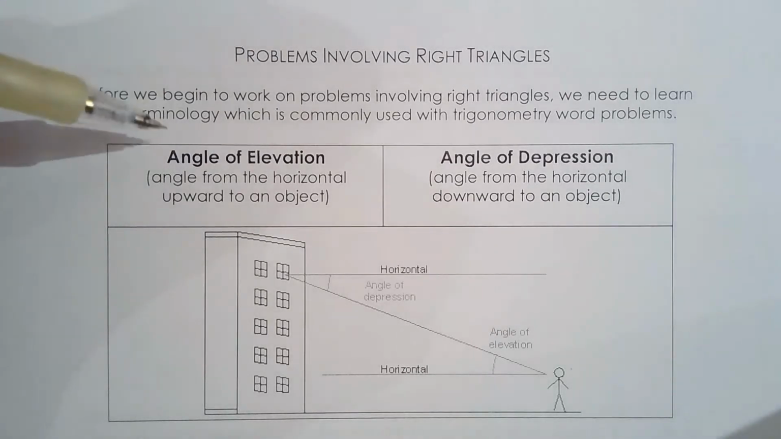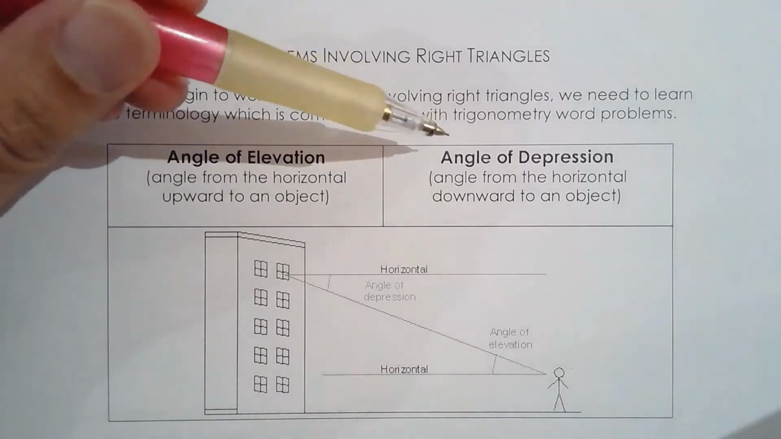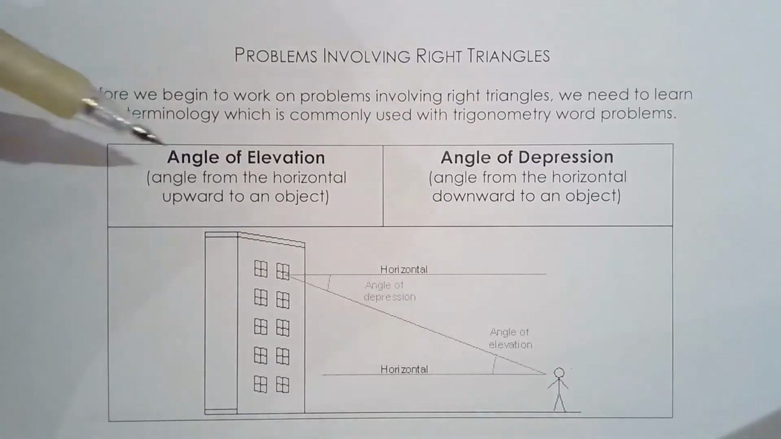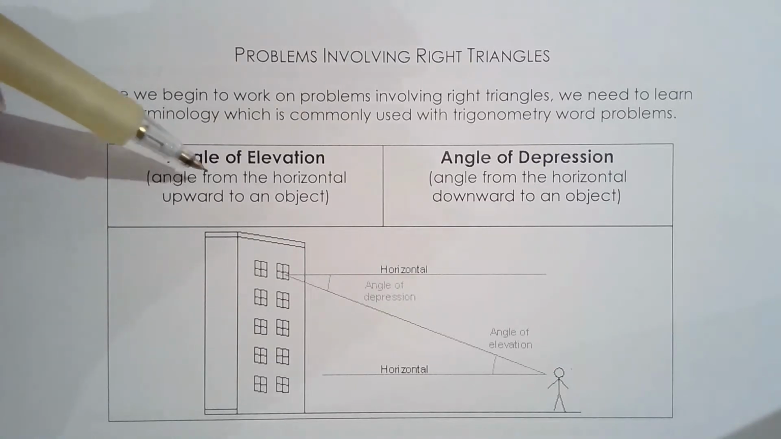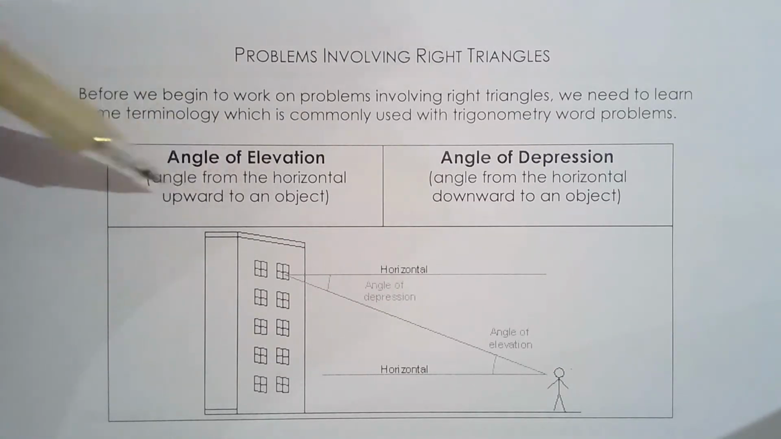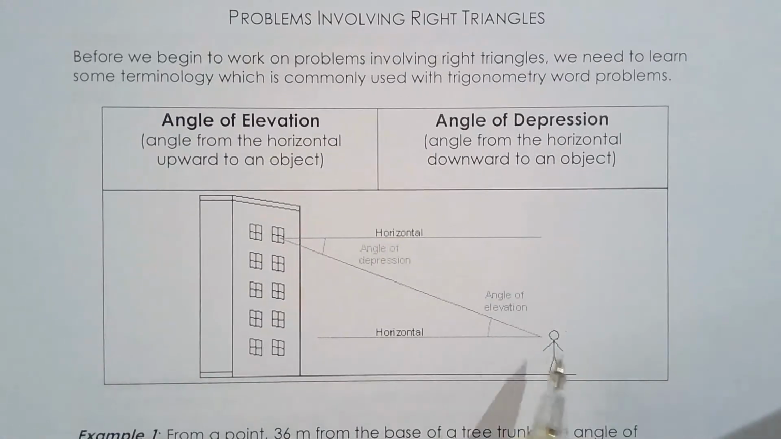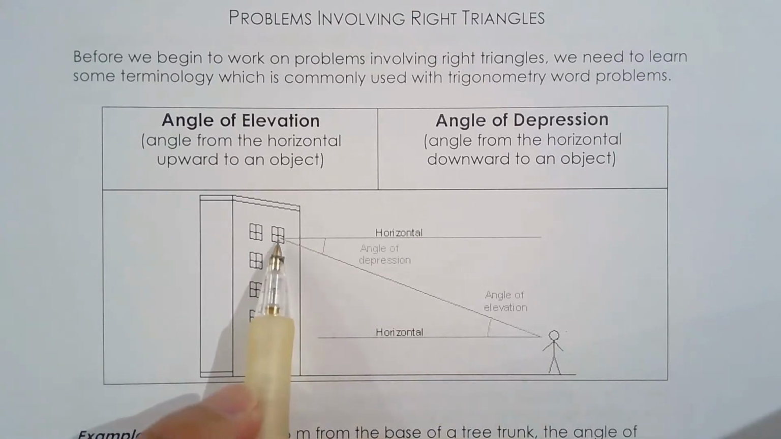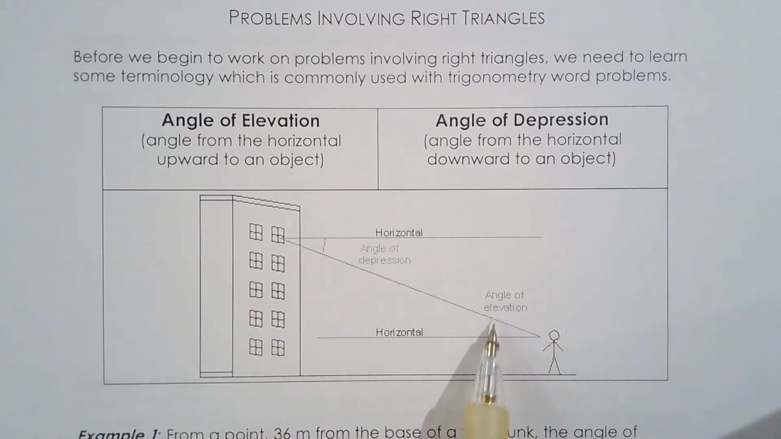So we have angle of elevation and angle of depression. For angle of elevation, we're talking about the angle from the horizontal upward to an object. So if this was an individual and their line of sight, the horizontal would be here. And if they want to look at this window, let's say, this is the angle of elevation. It's relative to the horizontal. A very common mistake would be to draw the angle of elevation relative to the vertical, but by definition, the angle of elevation is with respect to the horizontal.